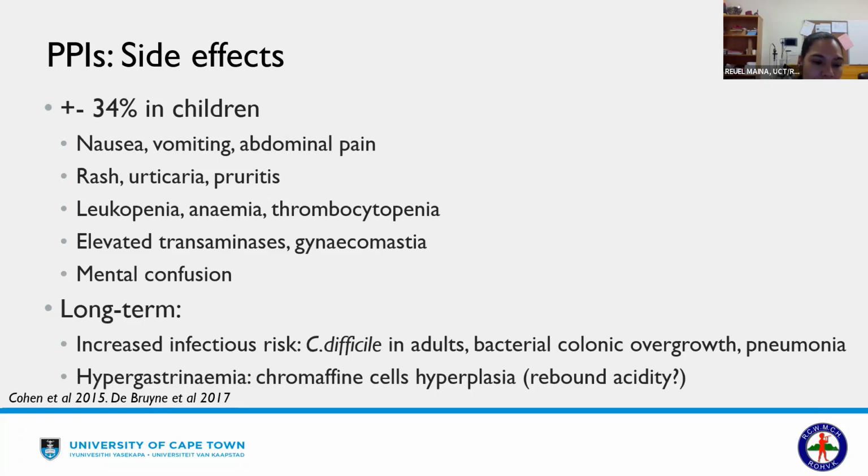Long-term effects in children, as well as in the adult population, include increased infectious risk, specifically of C. diff, which has been proven in adults, where this results in bacterial overgrowth as a result of the use of PPIs. And in children, there has been an association between PPI use and pneumonia as well.